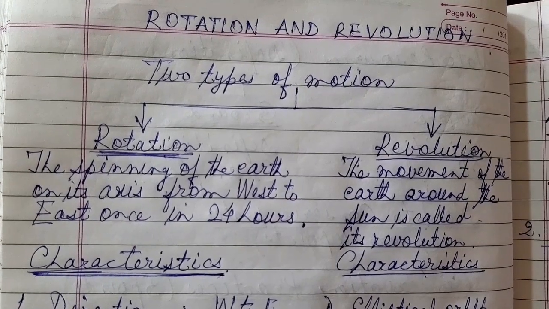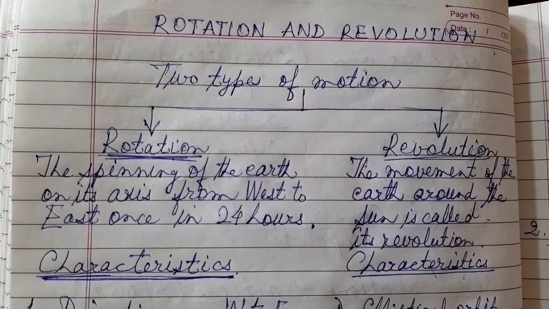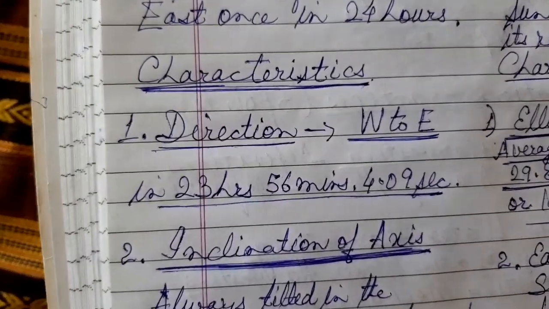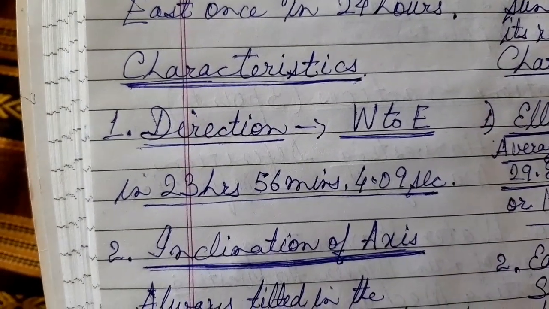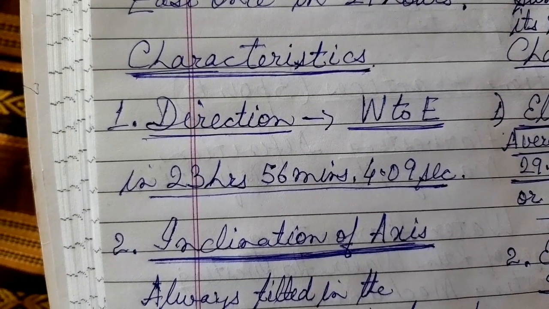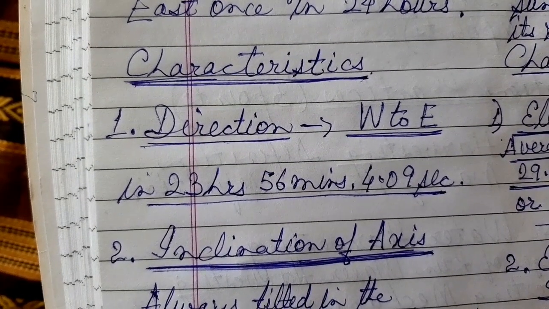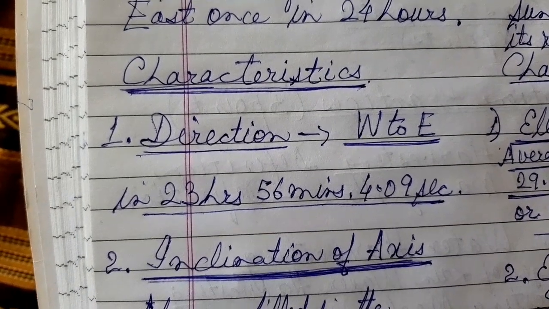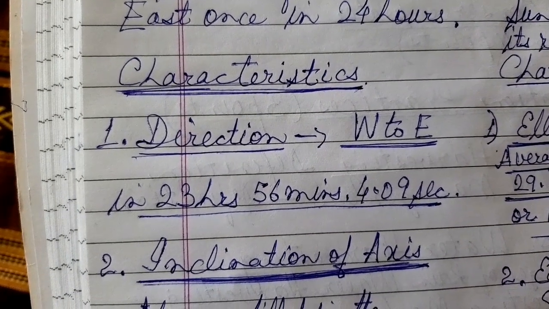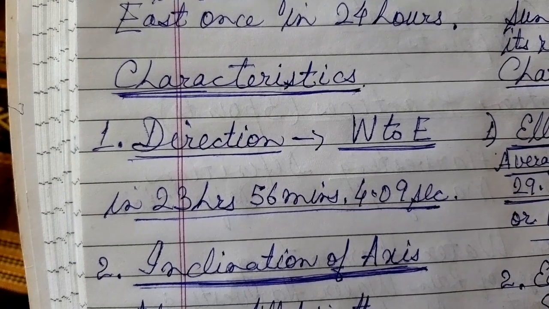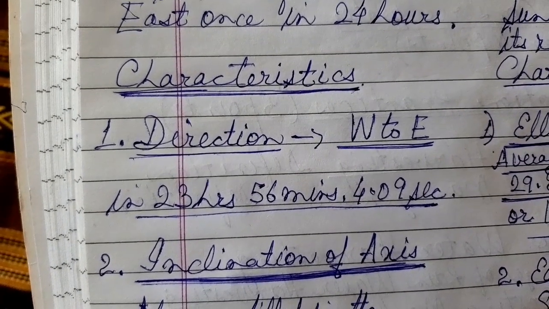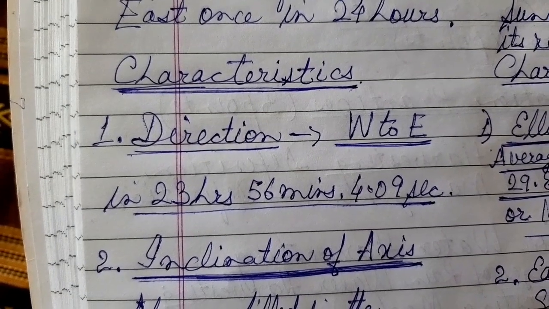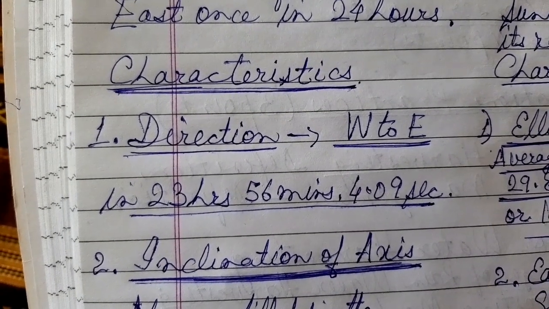Now we are going to study the characteristics of rotation. The first characteristic is that the earth rotates from west to east in 23 hours, 56 minutes and 4.09 seconds. Remember students, you have to learn all these figures. You cannot simply mention that rotation takes place in 24 hours. You have to remember how many hours and how many minutes and how many seconds.